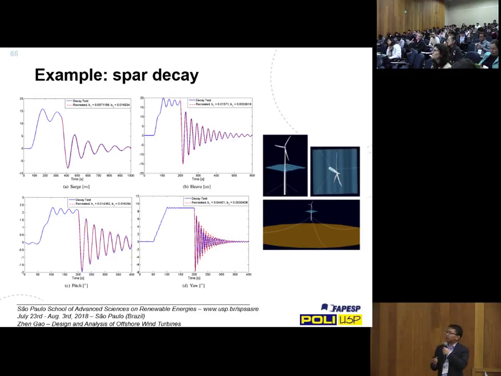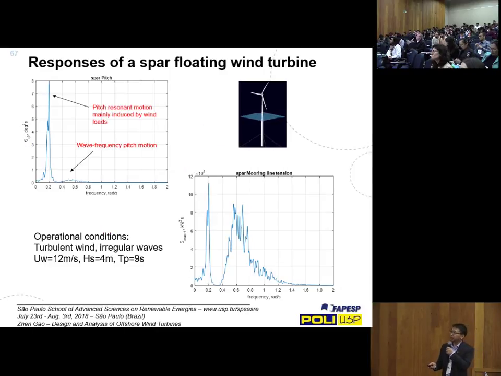And here we show some of the decay tests using a numerical method. Of course, we apply the distributed drag force along the spar element. Then you can also estimate the linear or quadratic damping coefficient with respect to different motion modes. And here showing some of the response, say this is the pitch motion response, and this is the mooring line tension response, for given wind and wave conditions.